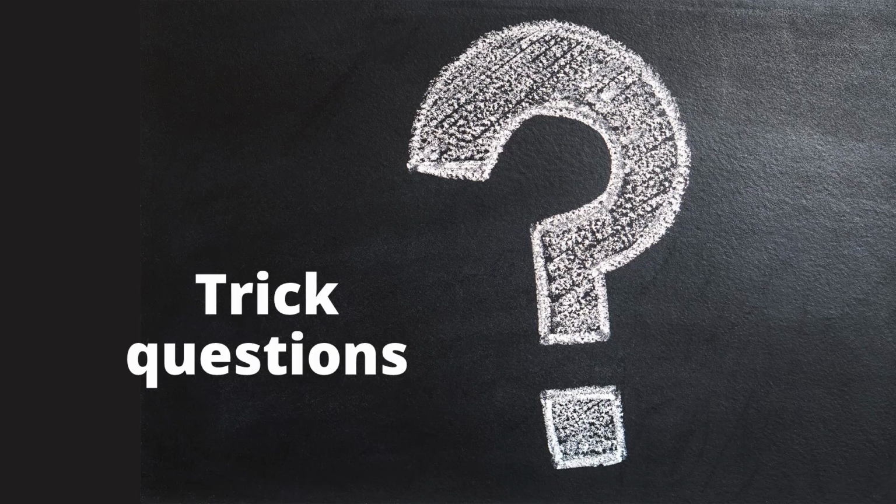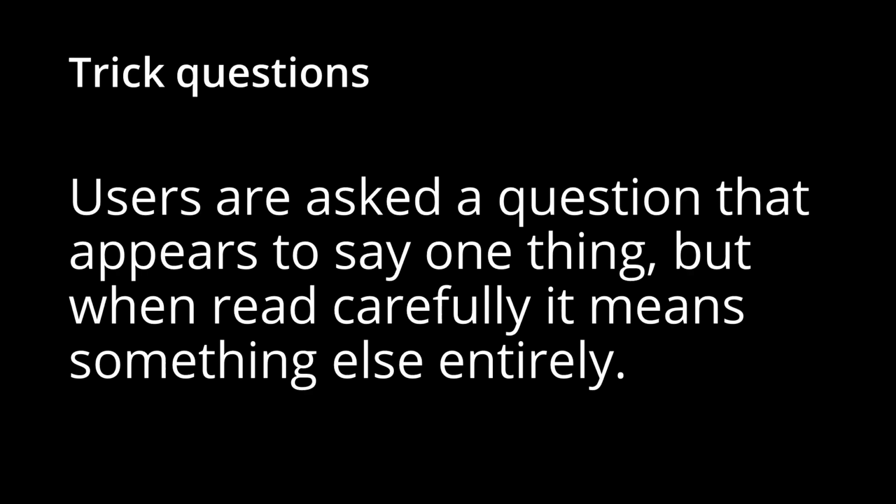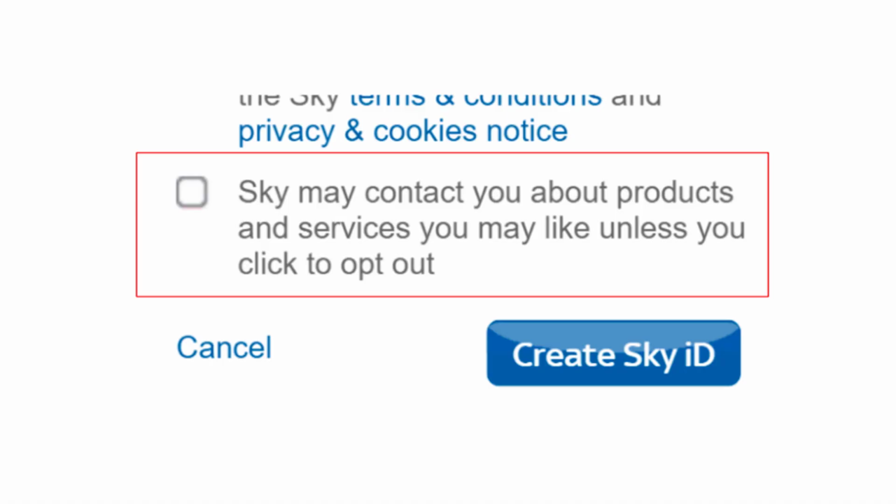The last dark pattern we look at is trick questions. These are worded so that a quick scan makes you think they say one thing, when in reality they say something else, which is something the user is unlikely to agree to. So here's an example from Sky. At first it looks like you need to tick the box to be contacted about products, but in fact you need to tick the box to opt out of being contacted.